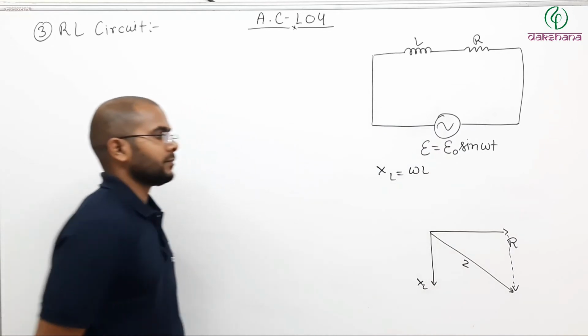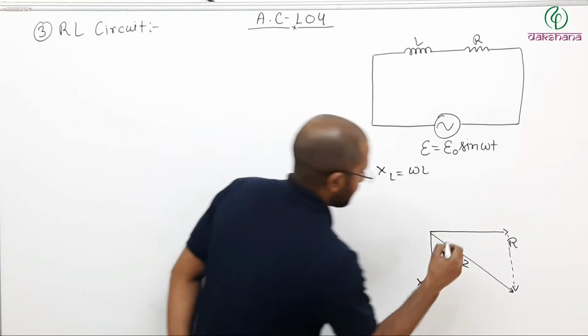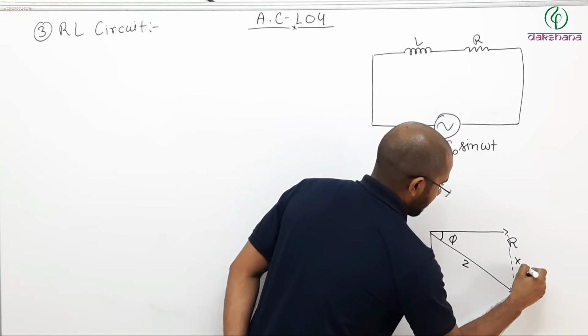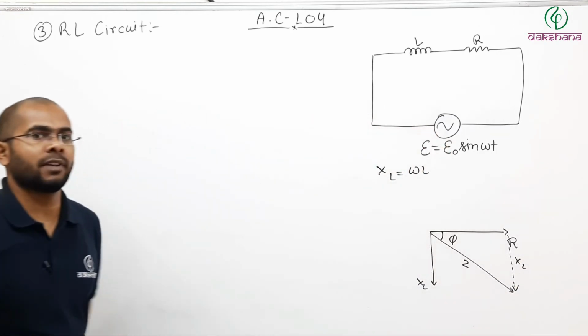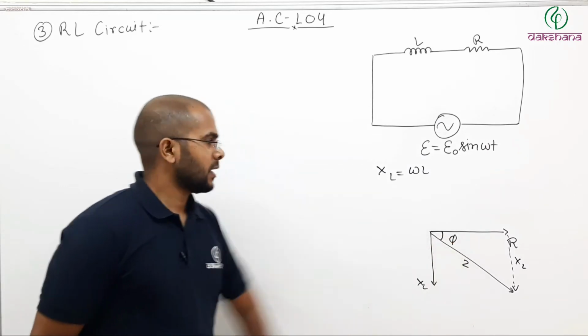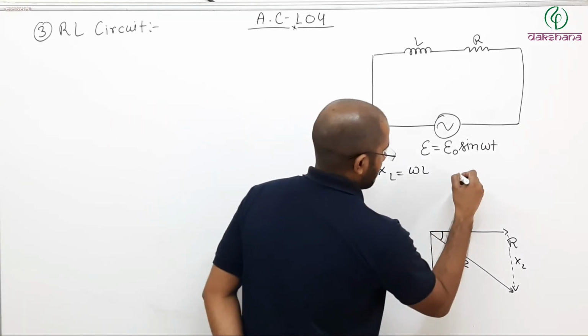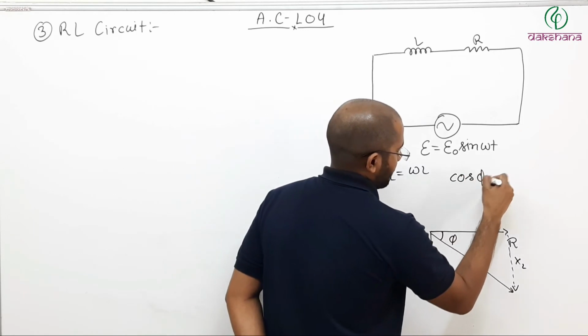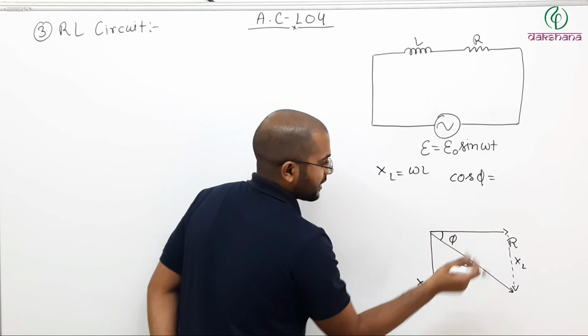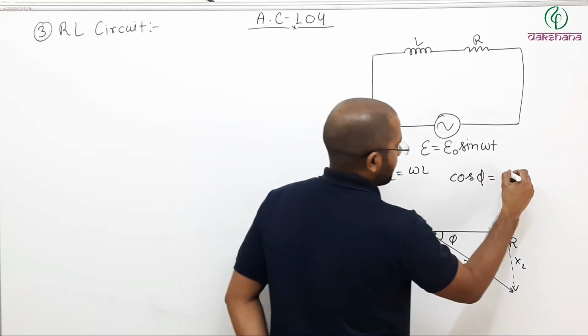Z. If that is Z, this becomes your phi. This is your XL. Same. We have shifted the vector. So if impedance is this, phi is this, then cos phi. Cos phi here you can write as, cos phi is nothing but XL divided by, no, that is tan phi. Cos phi is R by Z.